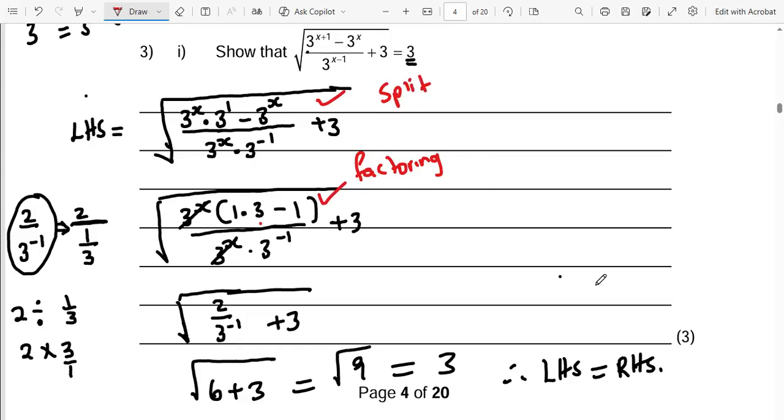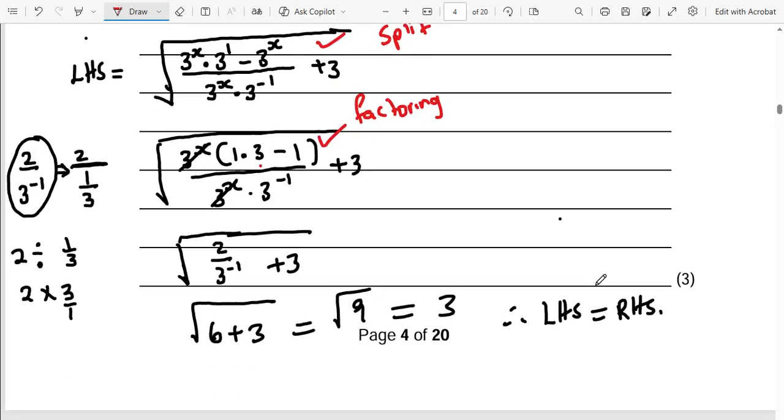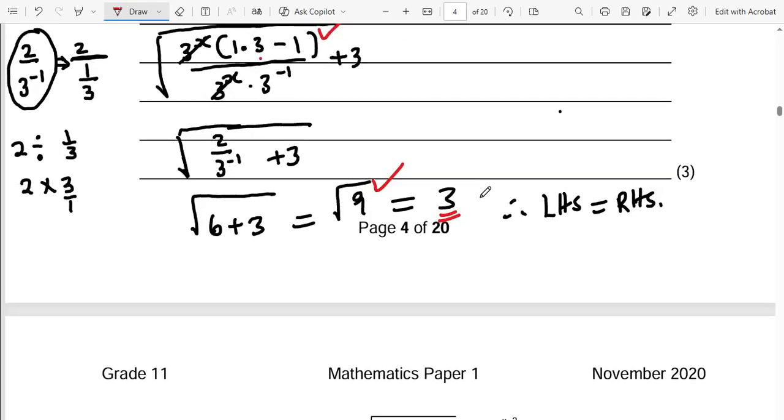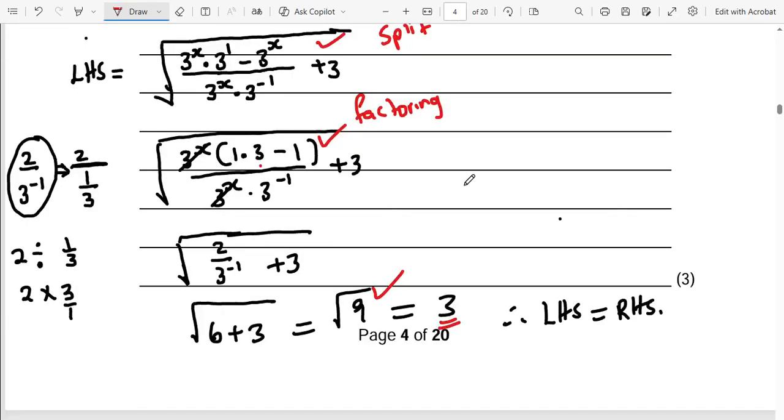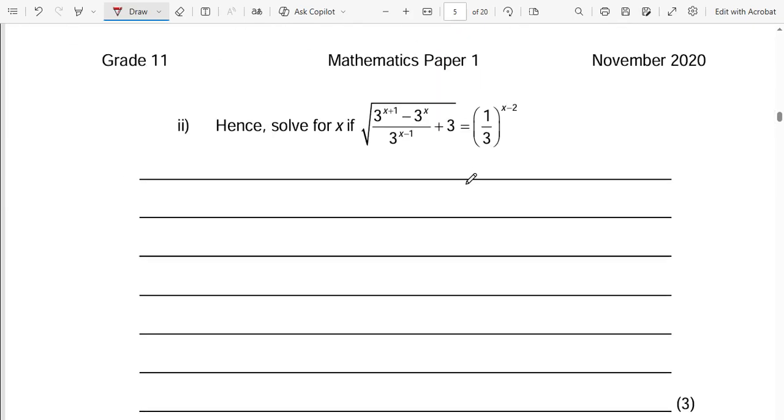And then you'll definitely get a mark for the root 9, because already we know the answer must be 3, right? And that's it for this one. I hope you guys are following. So on the next question, hence solve.